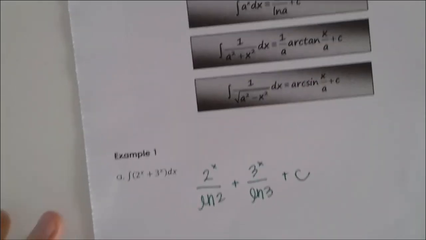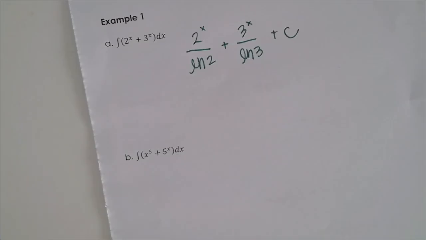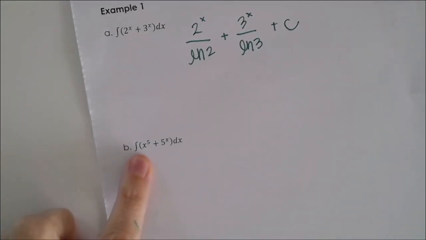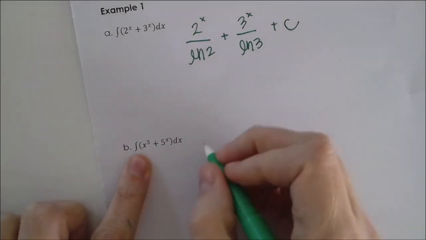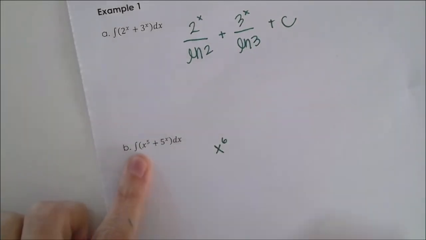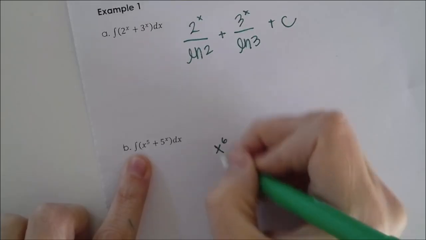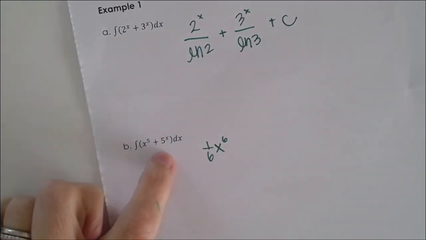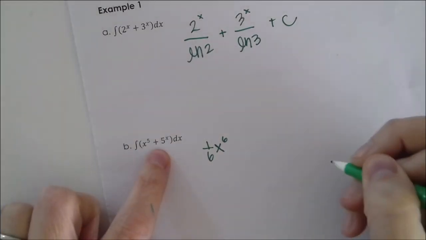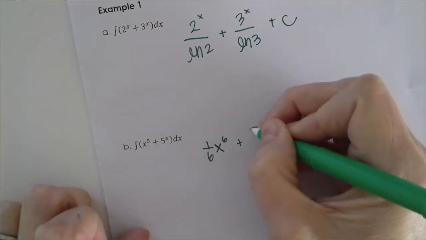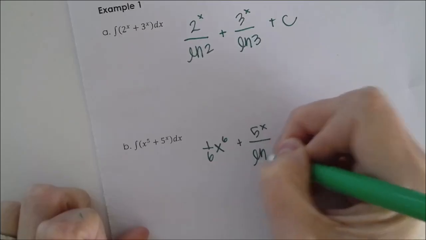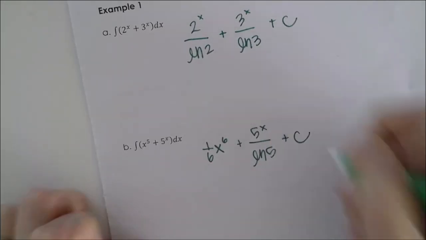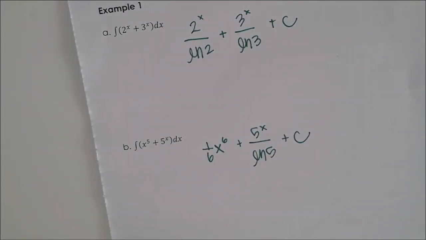Next one, we've got x to the power of 5 plus 5 to the power of x. Now, these are different things. The first one, super simple, just our power rule. So add 1 and divide. We add 1, and our new power is 6. Divide, and we've got divided by 6, or you can do times 1/6, either way, doesn't matter to me. And then this is the new one we just looked at. So a numerical base to the power of x would go 5 to the power of x over natural log of 5, and of course, don't forget your plus c for that indefinite integral.